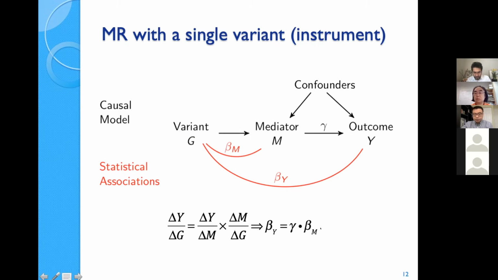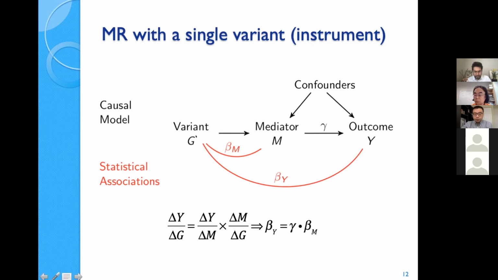So you basically have this very simple linear regression model. The effect of variant on the outcome is the effect of variant on the mediator times the causal effect of mediator on the outcome. Okay. Now you can see that in genetic data, you measure beta Y and you measure beta M, you just take the ratio and you can estimate the causal effect, right? So it's very, very easy, right?